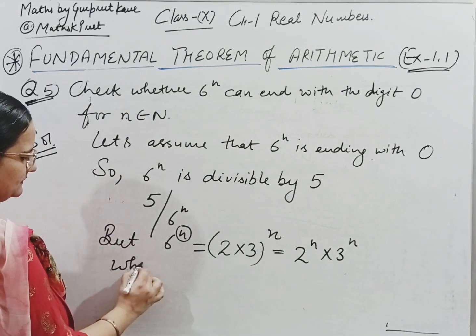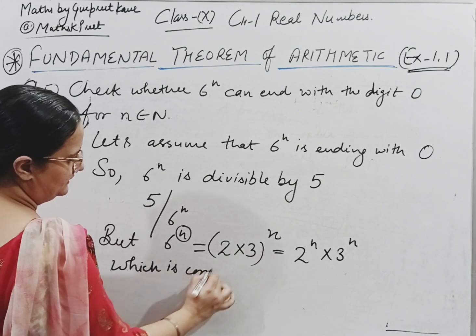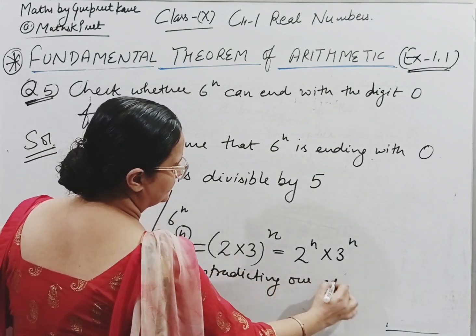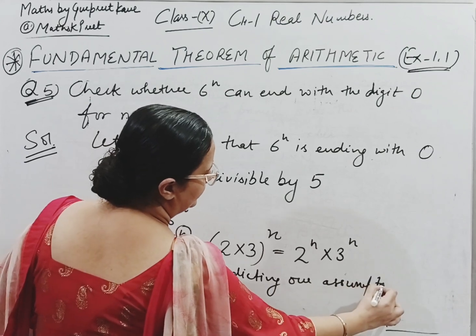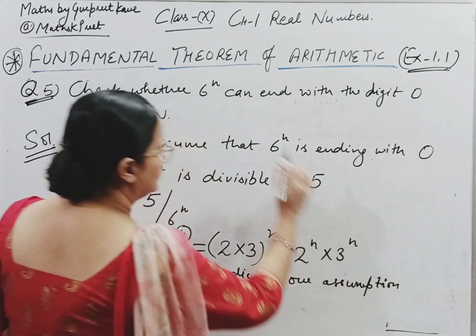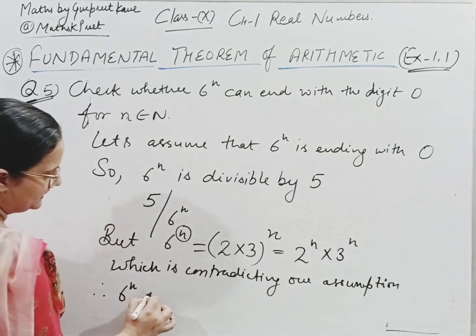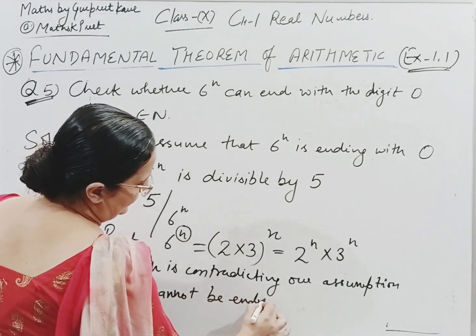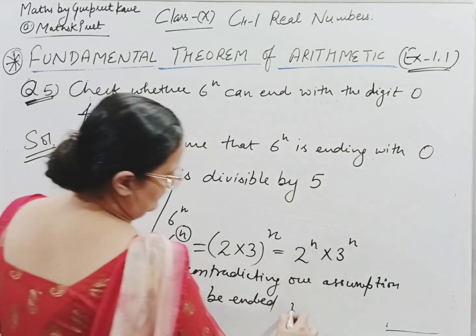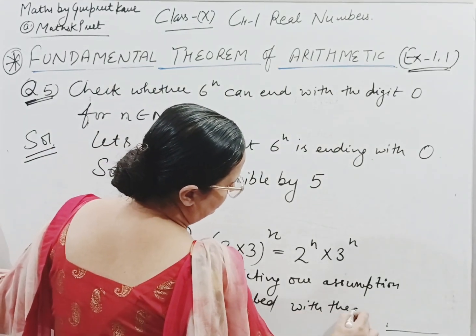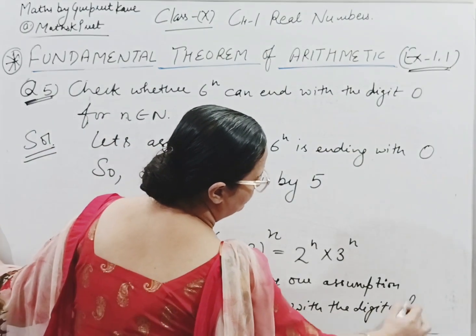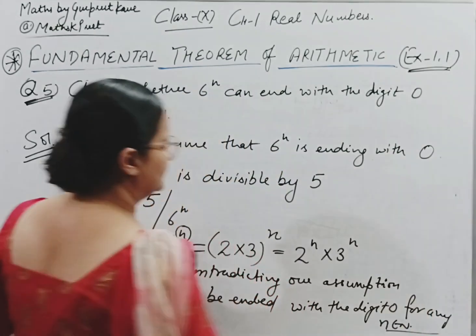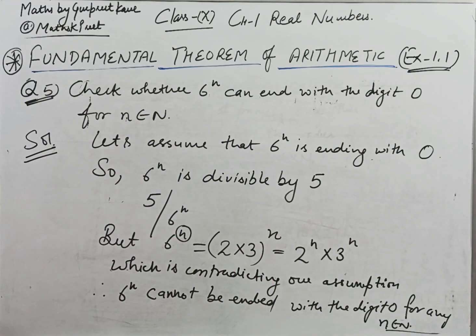So we will write which is contradicting our assumption. So we are contradicting the assumption. Therefore, 6 raised to power n cannot end with the digit 0 for any n belongs to capital N. This is how you have to perform this question.